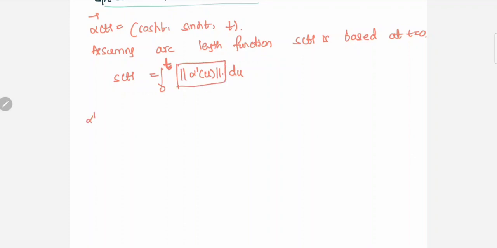First we have to find the velocity of the curve. This is alpha dash of t is equal to (sinh t, cosh t, 1), since the differentiation of cosh t is sinh t, of sinh t is cosh t, and t gives 1. We can observe that for any value of t, alpha dash will never be 0 because the third coordinate is a constant. Therefore alpha dash of t is not equal to 0 for all t, which implies alpha is a regular curve. So we will follow the procedure for a regular curve to find the parameterization.